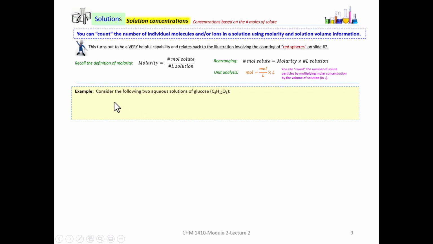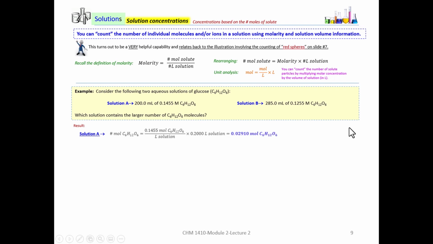So let's consider two aqueous solutions of glucose. In solution A, let's suppose we have 200 milliliters of total solution, and the solution concentration is 0.1455 molar. Solution B, we have 285 milliliters of a solution that's 0.1255 molar. Both of these in glucose, of course. So we ask which solution contains a larger number of glucose molecules.